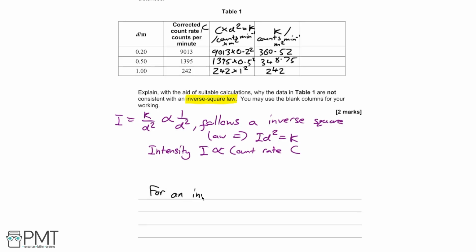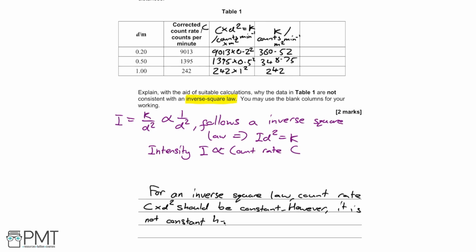Therefore, our answer is: for an inverse square law, c multiplied by d squared should be a constant. However, here c multiplied by d squared is not a constant, so this data does not obey an inverse square law. In this question, we got 1 mark for our conclusion, which is based on the fact that c times d squared should be constant, and we get 1 mark for forming this conclusion from calculating c times d squared for 3 data points, like so.